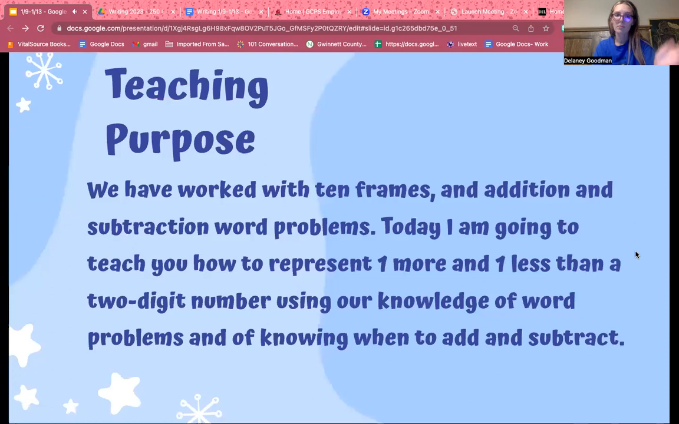So today I want to talk about, like I just said, one more, one less. In the past, we have worked with 10 frames and addition and subtraction word problems. Today, I'm going to teach you how to represent one more and one less than a two-digit number using our knowledge of word problems and of knowing when to add and subtract.